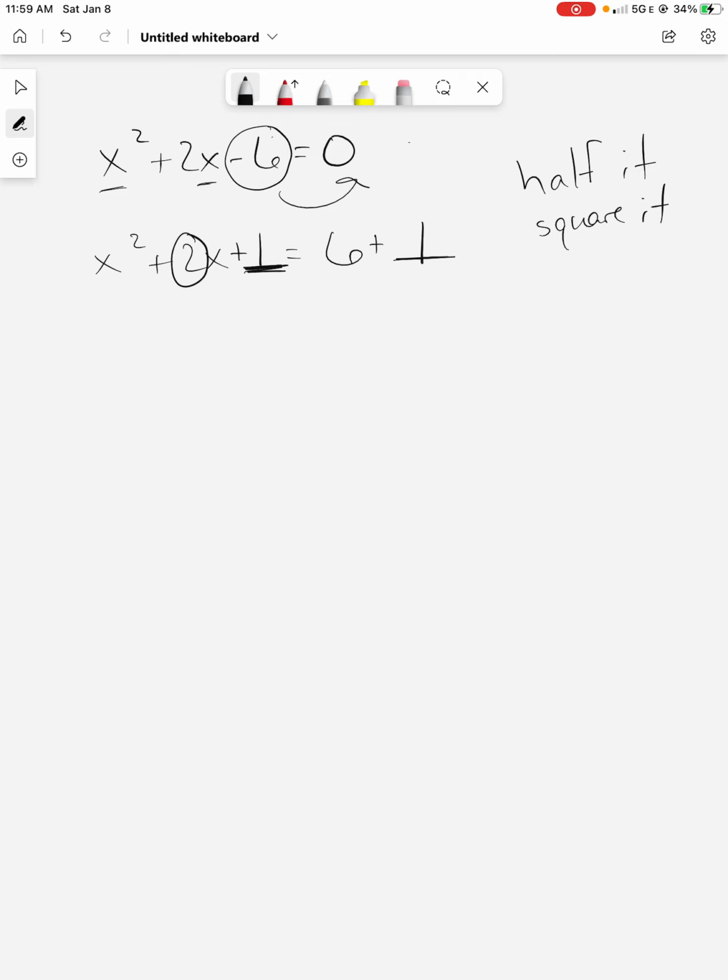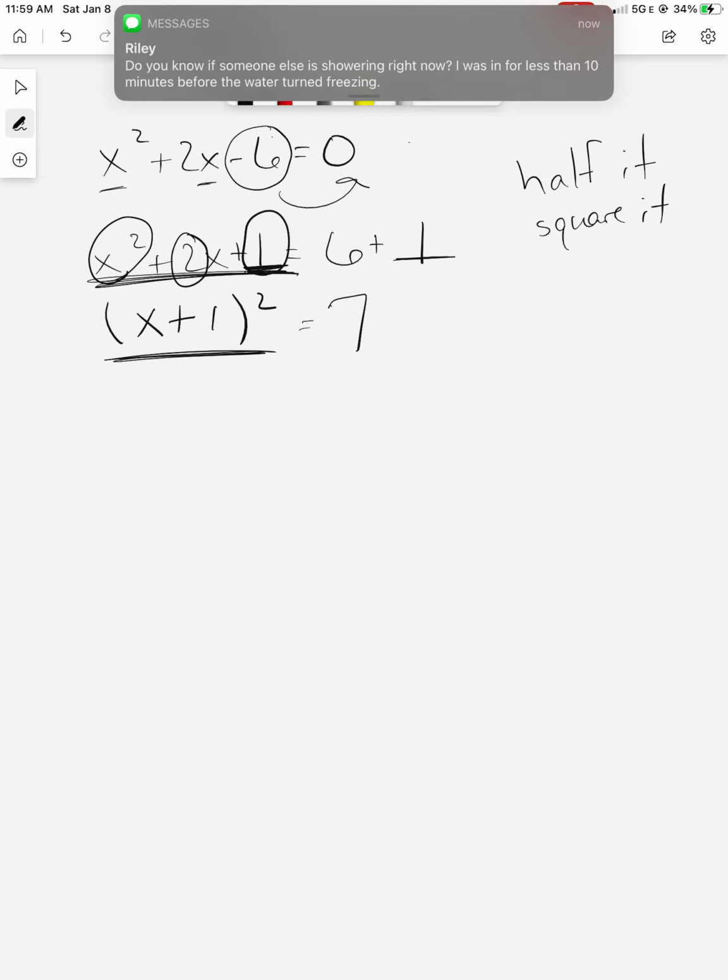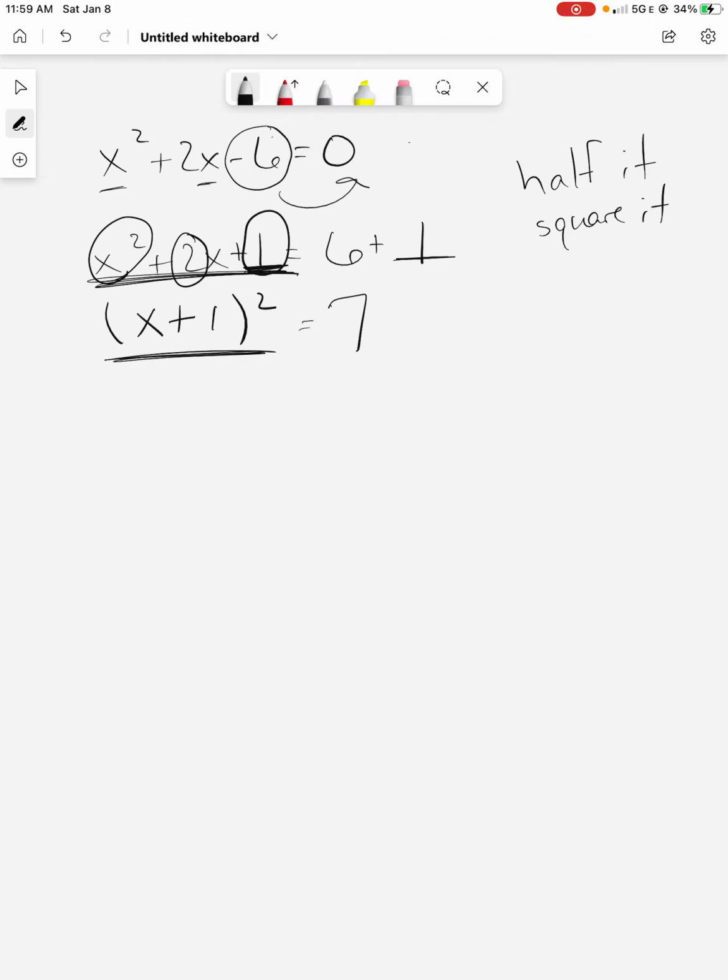The reason we do that is because that will always factor into the square root of this, which is x, plus the square root of this, which is 1, squared. If you multiply this out, you will get this here. And that will be equal to 7. Now we have the exact same problem we had before.